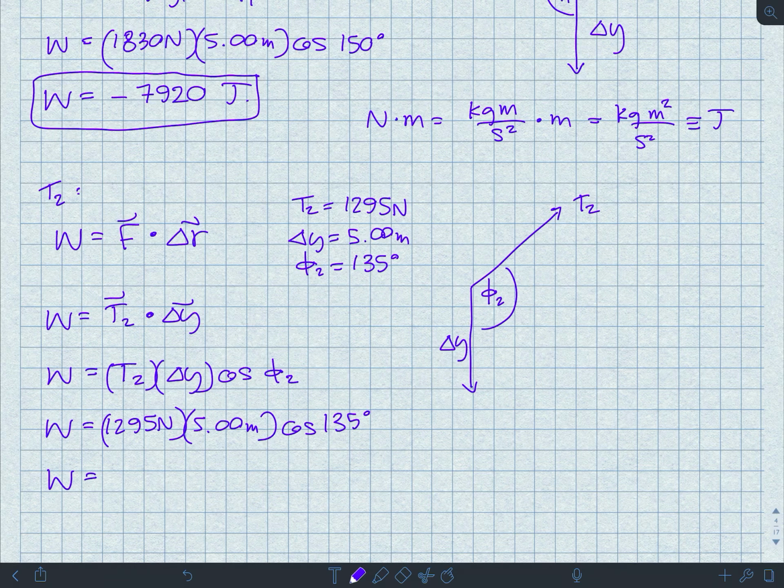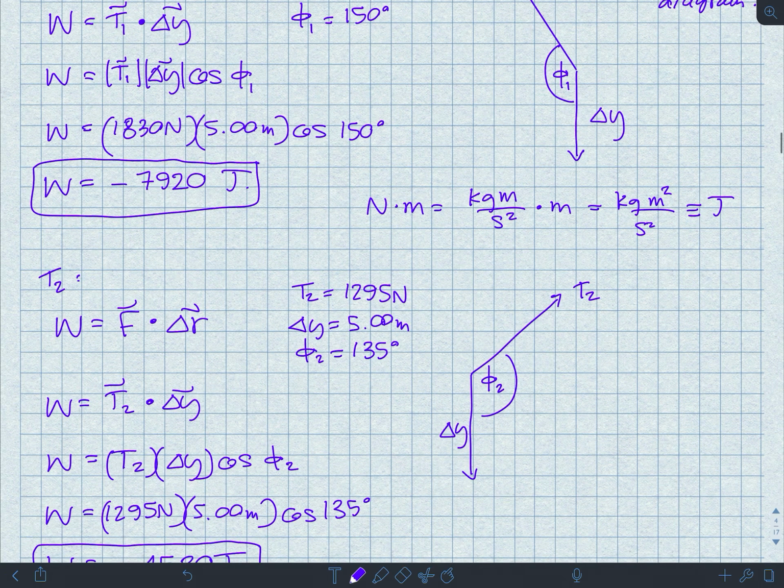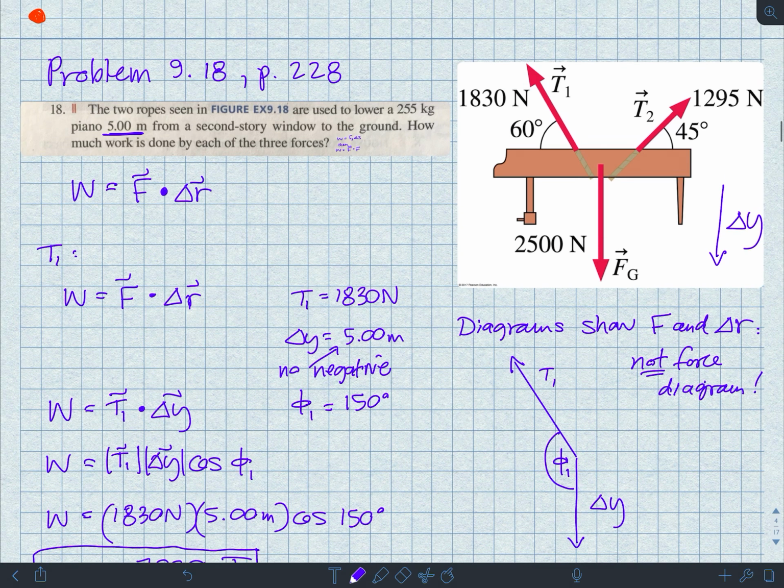All right, let's see what that gives us. Another negative value, negative 4580. We'll keep it to 3 sig figs again, and joules is the unit. Again, we're looking for this other tension force to remove some energy so that the piano doesn't smash. All right, so now let's do the last force, and that's going to be the weight.